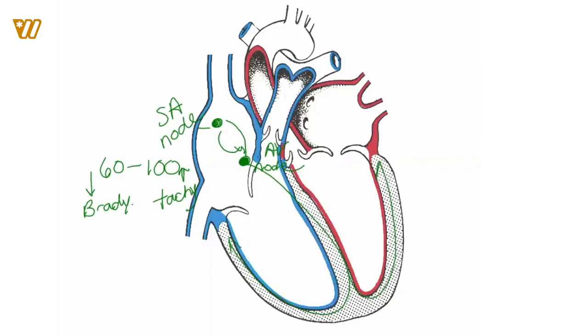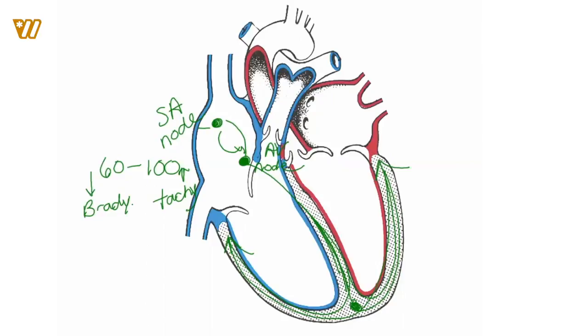The AV node is important because we need time there to allow blood to fully fill the ventricles, and then it needs to spread down the middle of the heart so that contraction can start at the base of the heart to allow for uniform contraction of the ventricles, allowing blood to get out of the pulmonary and aortic valves.